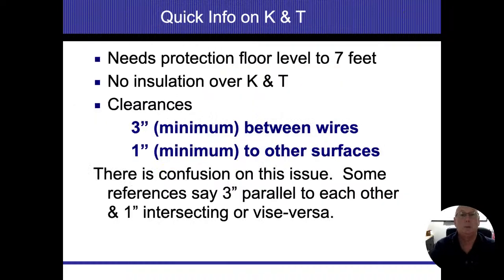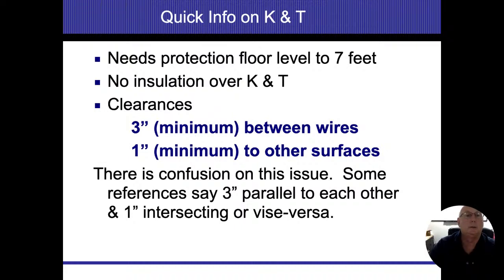All right, needs protection, floor level to 7 feet. That actually goes the same for any NMC. No insulation. That's something that I forgot to mention earlier. These wires have to be out in the open, all right? So if they're running inside walls, I can't fill those walls up with insulation. If they're up in the attic, I can't cover them with insulation, all right? They do need to have clearances, again, 3 inches between themselves or 1 inch to a structure or part of the surface itself, all right?